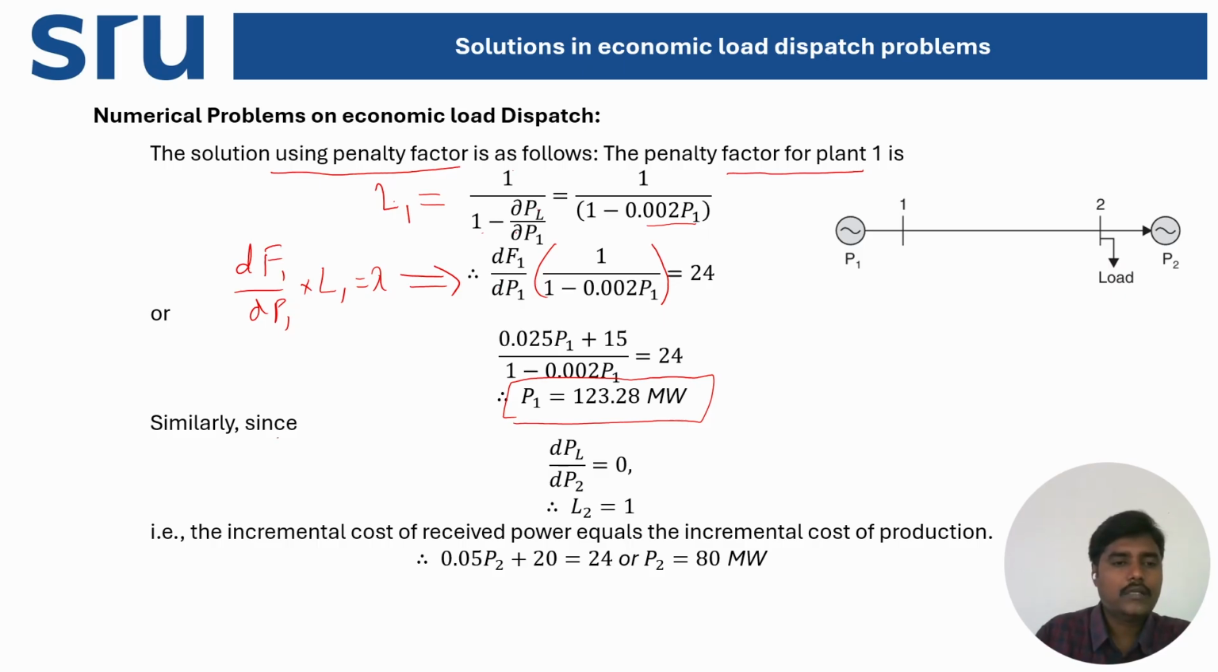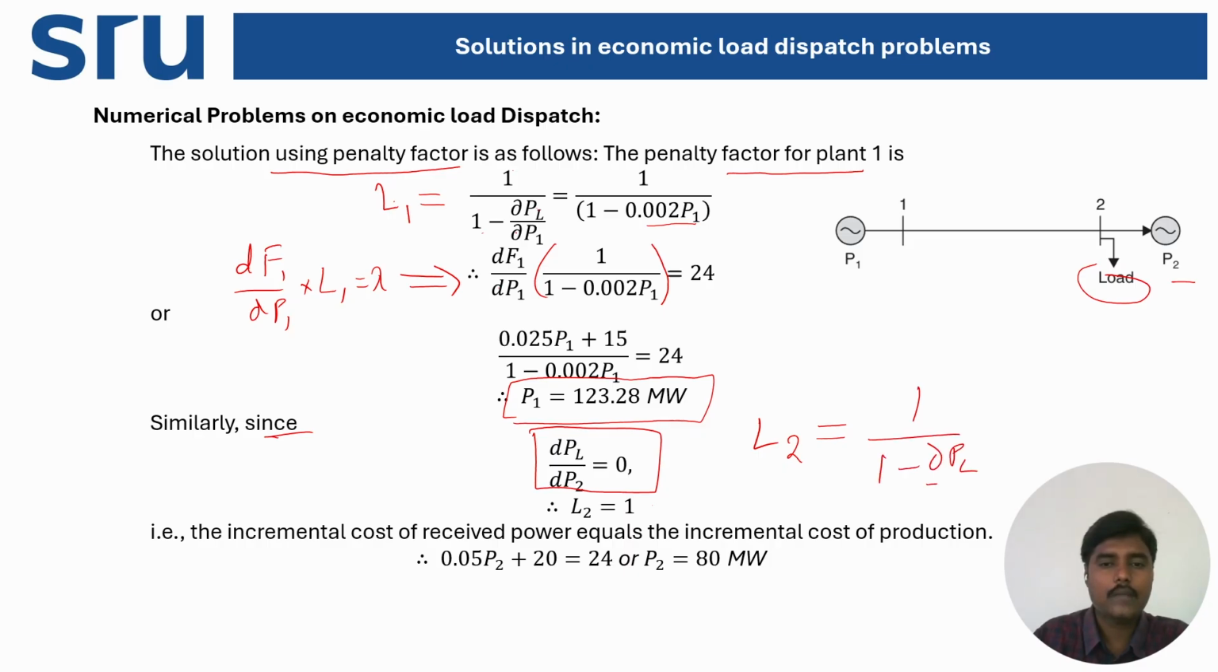So as I told, the complete load is connected very near to plant 2. So that's why dou PL by dou P2 is by default equal to 0. So then the penalty factor will become 1. Because we have a formula for penalty factor of plant 2. L2 is equal to 1 by 1 minus dou PL by dou P2. So once you substitute this incremental transmission loss as 0, then you will get the penalty factor as 1.